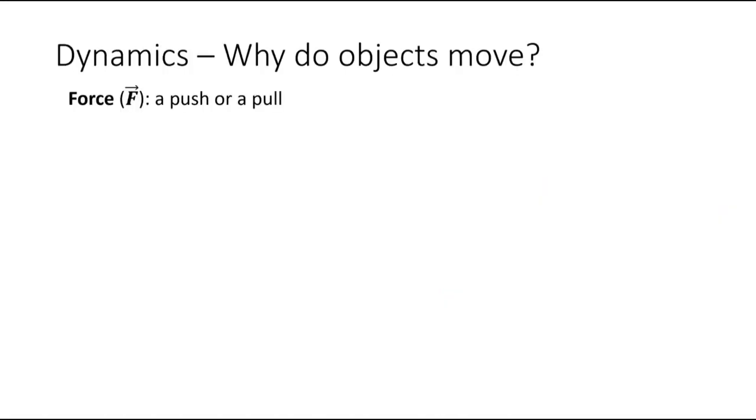Okay, so now we're ready to get back to our big question, which is why do objects move? So it turns out that motion is due to forces, which are defined as a push or a pull. For a force, we use the symbol F. You'll notice here it's bold and it has an arrow over it, which tells me immediately that it's a vector. The SI units of forces are newtons. A newton is a kilogram meter per second squared, and we will show why that's true in a little bit.